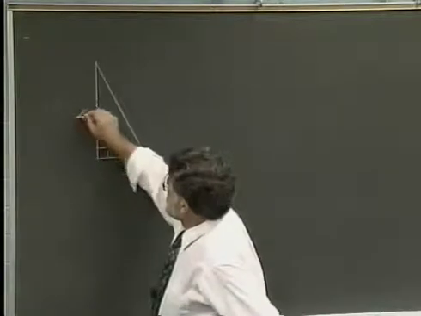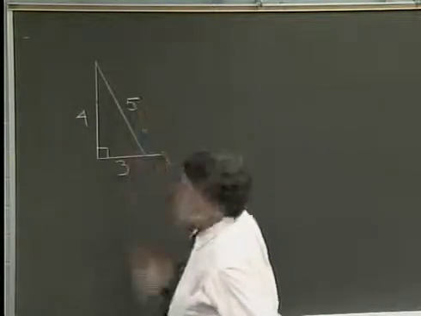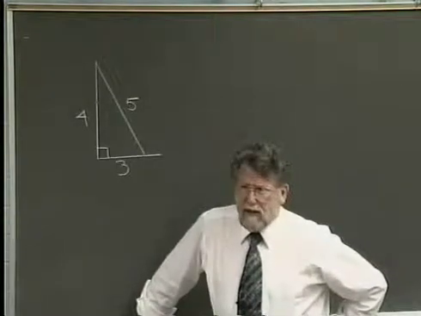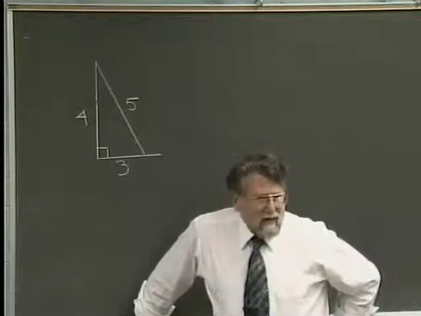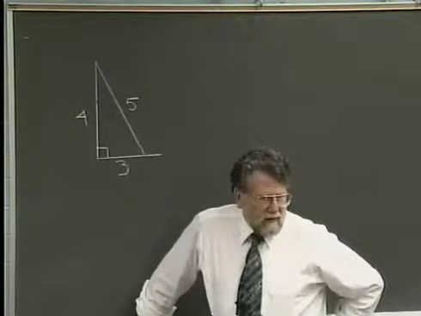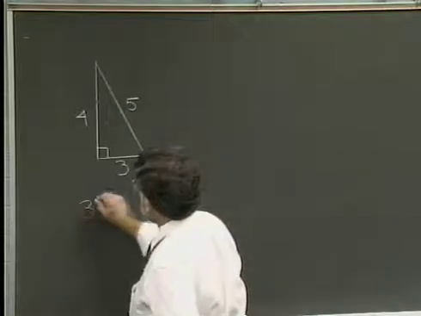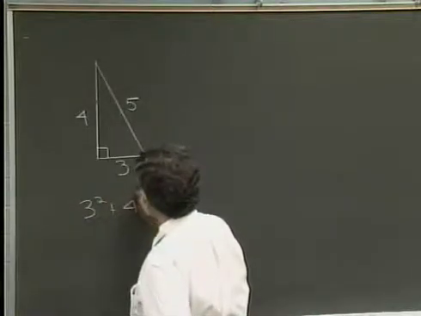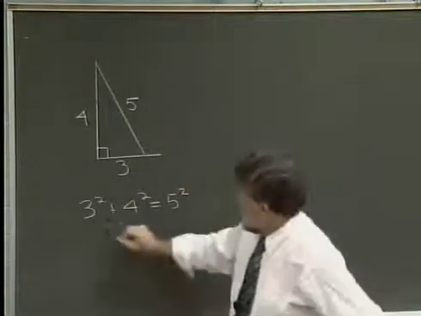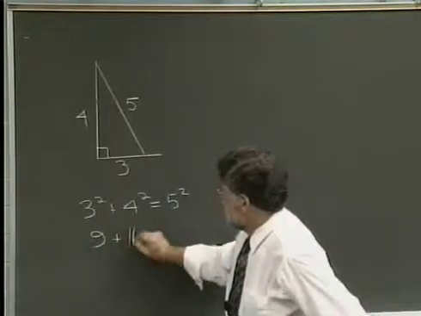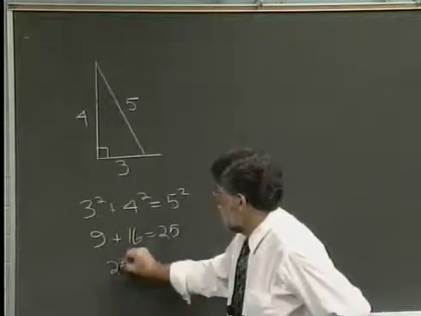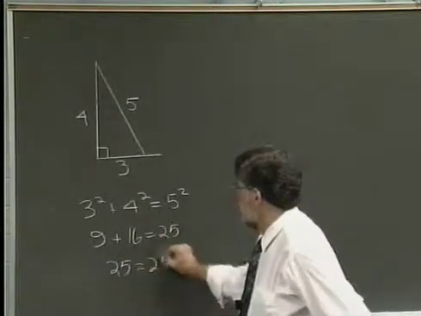Typically, that relationship is given as a Pythagorean triple, 3, 4, 5. So note, 3 squared plus 4 squared equals 5 squared. And indeed, that checks. A 9, a 16, and a 25. 25 is equal to 25.